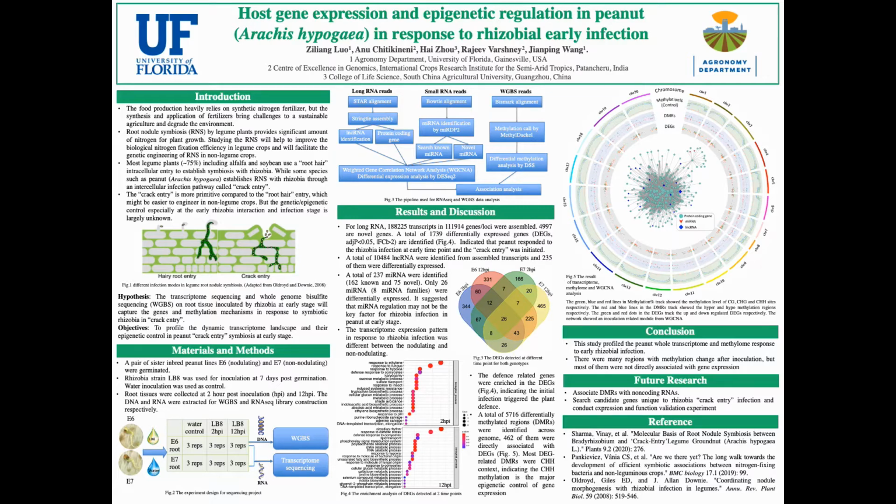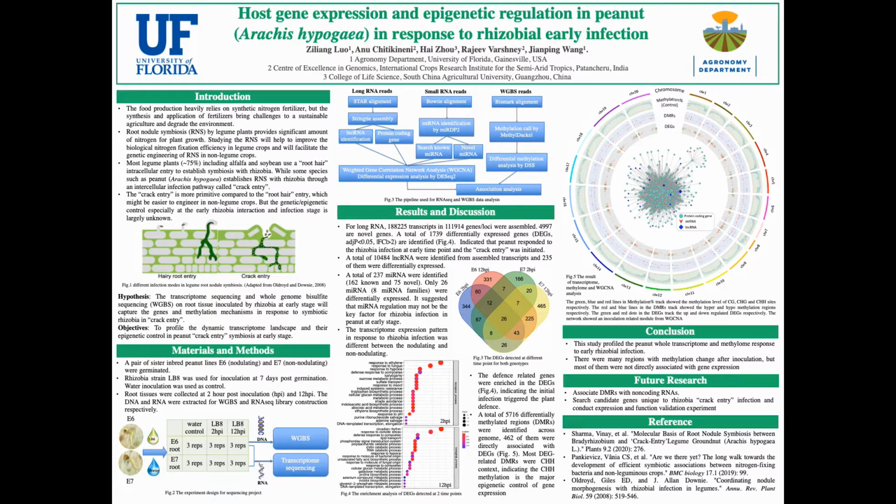Modern agriculture heavily relies on synthetic nitrogen fertilizer, which threatens the sustainability of global food production and degrades the environment. Legumes establish root nodule symbiosis with rhizobia to get the nitrogen they need. Understanding the symbiosis mechanism will bring us further toward sustainable agriculture.